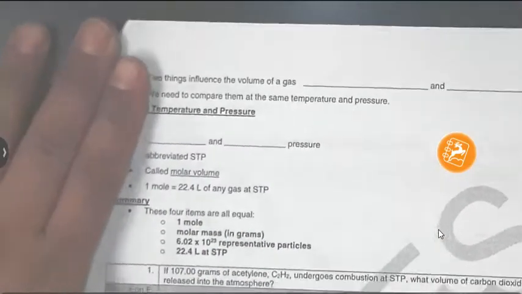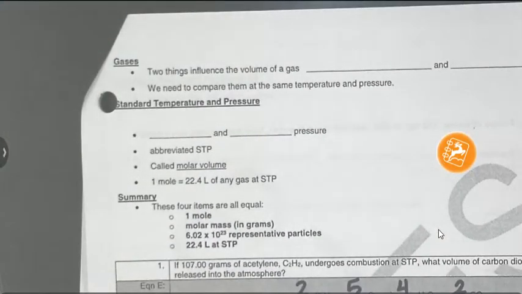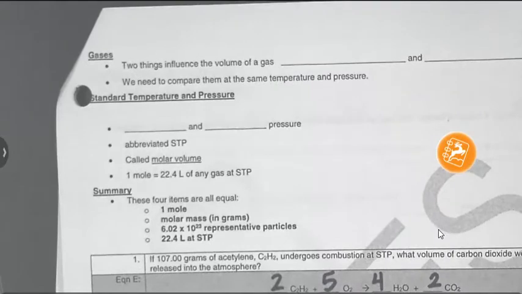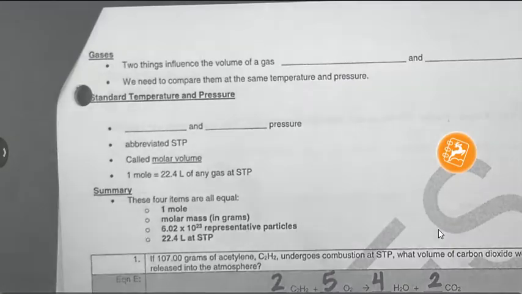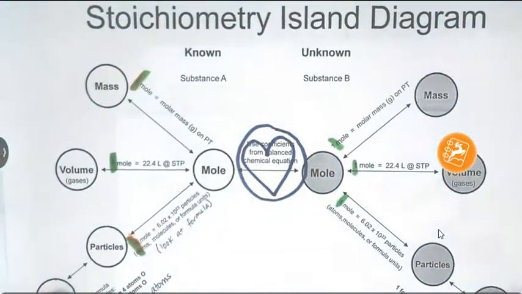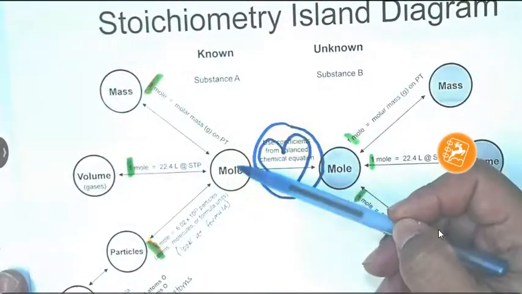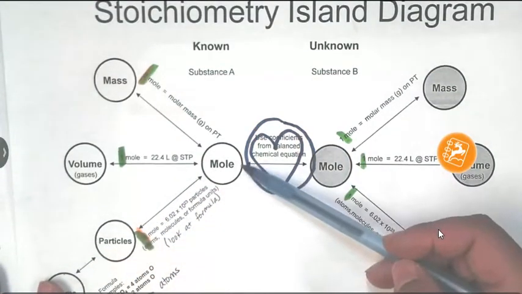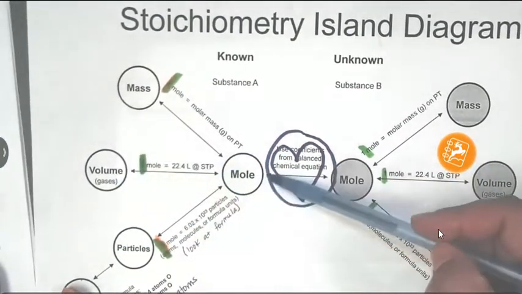Okay. All right. So we're looking at page 3 of notes today. You need a calculator, periodic table, your notes, maybe a different color for sig figs. So today we're looking at molar volume. It is the last thing in our stoichiometry island diagram that we have to learn about. We know about molar mass. We know about Avogadro's number in particles. Now we're going to learn about molar volume.